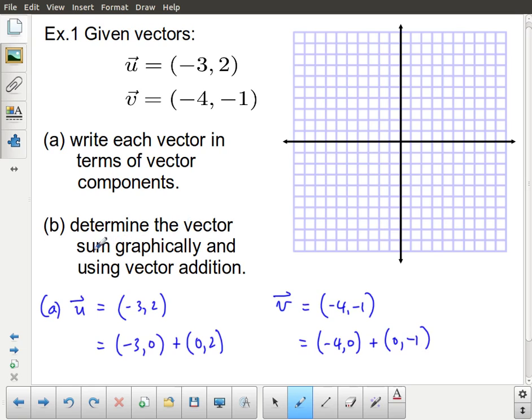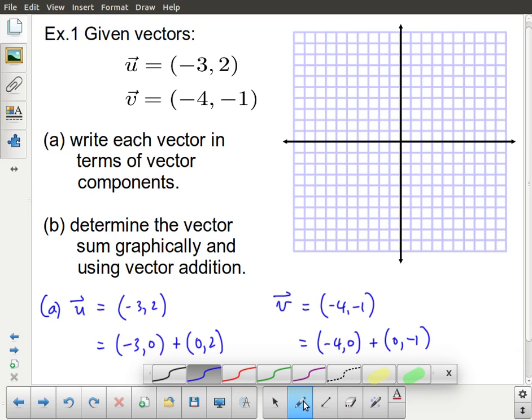Then I say to determine the vector sum both graphically and using vector addition. Now, doing this graphically is actually more difficult, especially if you don't have technology, something like this where you can create perfect straight lines. You could do this with a ruler if you were really careful about both your scale and your straight lines.